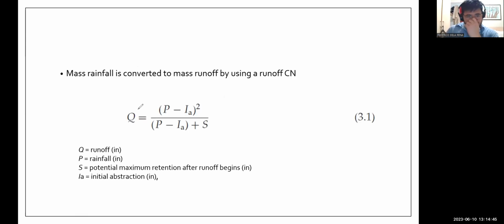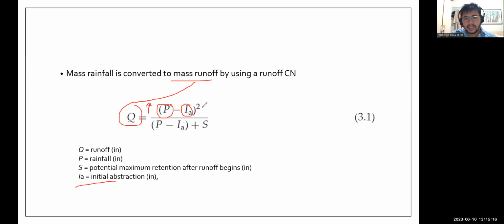Right. You have here an equation to calculate runoff, or Q. Runoff is just the volume of water that's flowing through time. And this is related to your rainfall. The more rainfall you have, the more runoff you get. And it's inversely proportional to your initial abstraction. Therefore, the more abstraction you have, the less runoff you get. And it's also inversely proportional to your potential maximum retention. So the more retention you have, the less runoff you get.